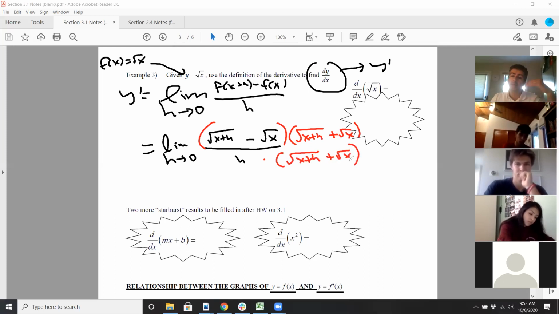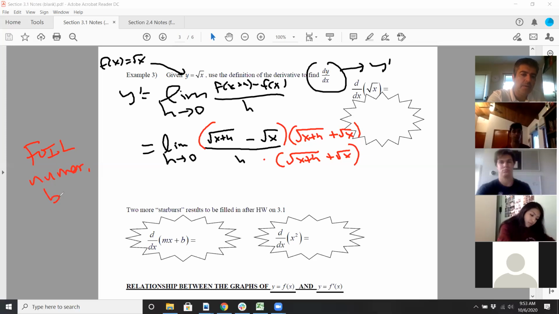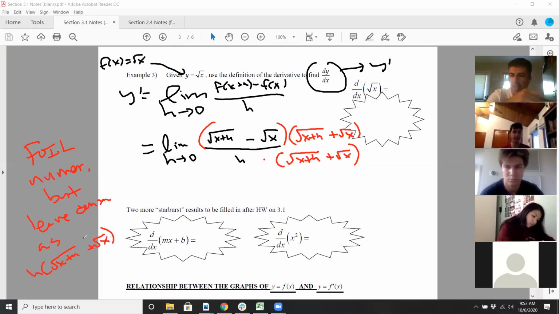That's what you've got to do. You've got to multiply top and bottom by root x plus h plus root x. I emphasize the plus because you have to have that sign change, because the whole point is for things to clean up on top. I would not distribute the h on the bottom, just so you know. Definitely want to FOIL the numerator, but leave the denominator as the following, because you're going to want that h to cancel eventually.